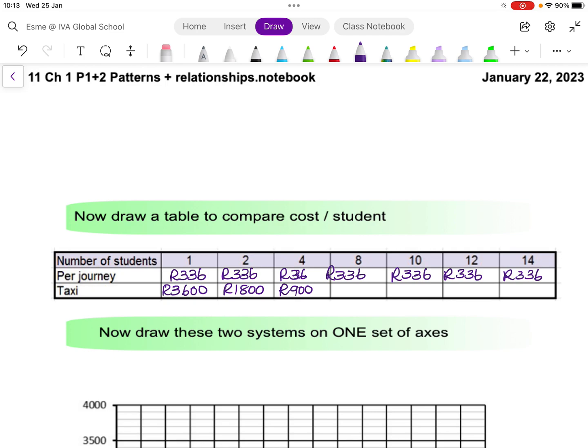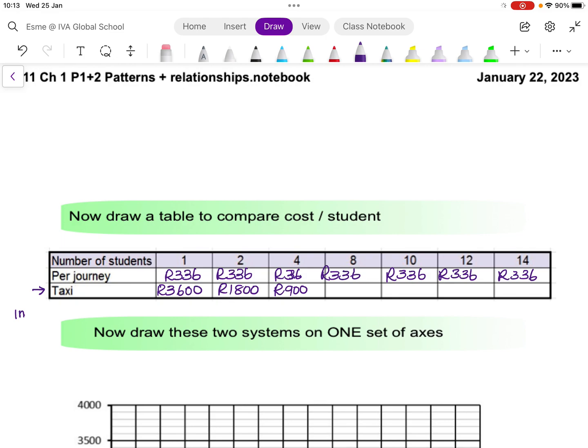So from the previous lesson, you can see that the taxi journey is actually an inverse proportion graph. This is a constant product. What do I mean by that? Well, 1 times 3,600 is 3,600. 2 times 1,800 will give me 3,600. 4 times 900 will give me 3,600.